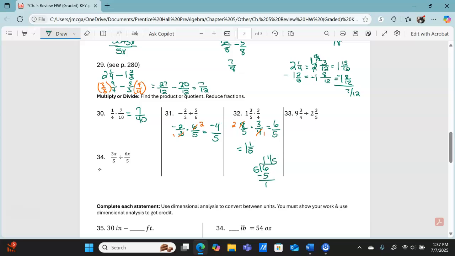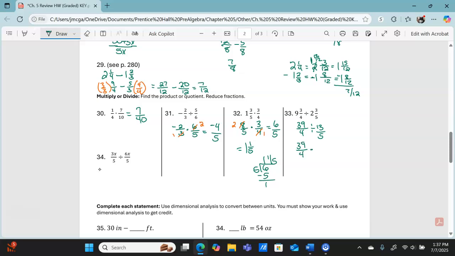That's how I got that. Again, we have mixed numbers. They have to be improper fractions. 9 times 4 is 36, plus 3 is 39 over 4, divided by 2 times 5 is 10, plus 3 is 13 over 5. Now change this to a multiplication problem.